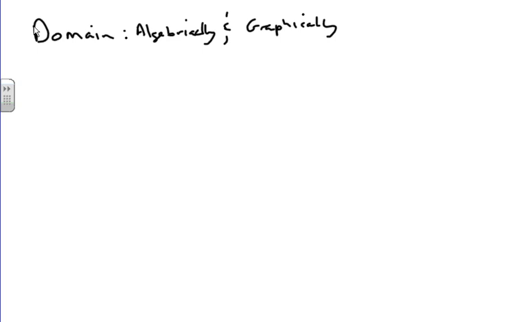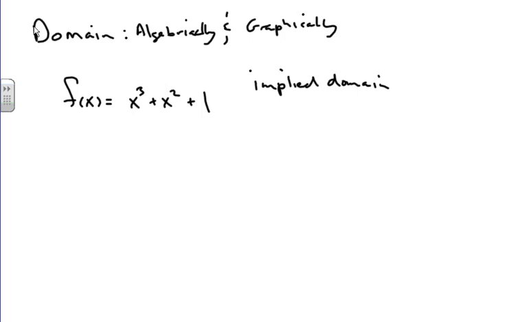When we talked about this before in a previous tutorial, we had an equation or a function. Let's go f of x. Whenever we would see one like x cubed plus x squared plus 1, we would consider, okay, what is the domain? Well, we start with the implied domain. Implied domain is what you can plug in, and it is always going to be all real numbers. So this means all reals.